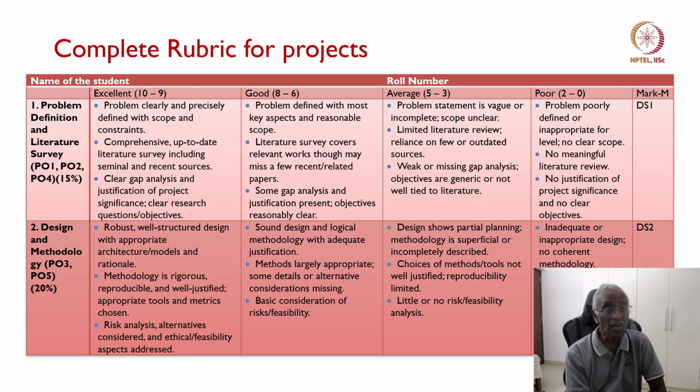So if you are able to put all of them together properly, then you will get between 10 and 9. Then design and methodology, a robust, well-structured design with appropriate architecture, models and rationale. Methodology is rigorous, reproducible and well justified. Appropriate tools and metrics are chosen. Risk analysis, alternatives considered, and ethical and feasibility aspects are also addressed. So that is the second part where it carries 20% weightage.